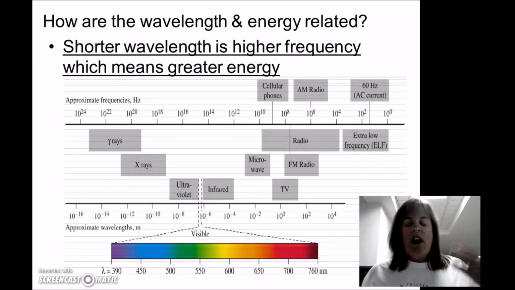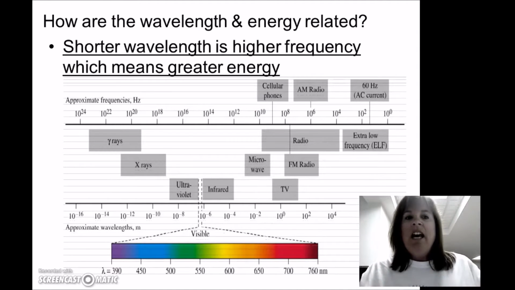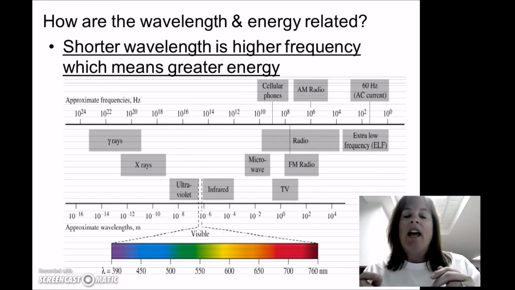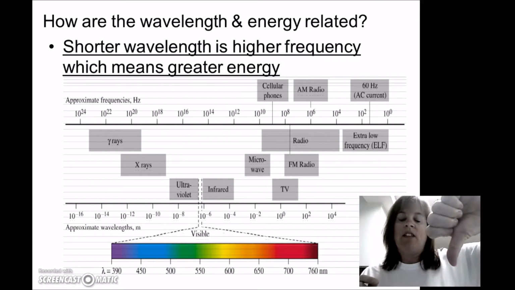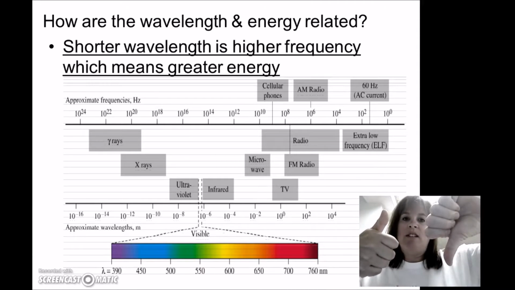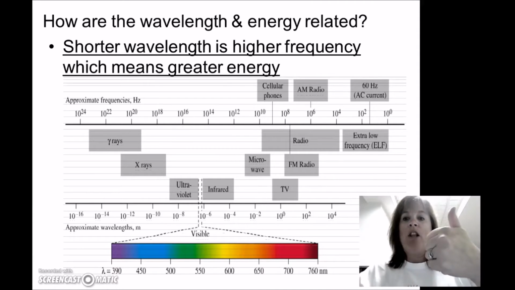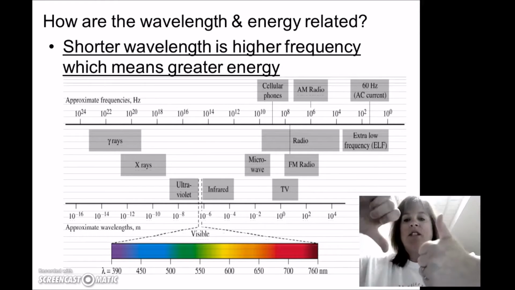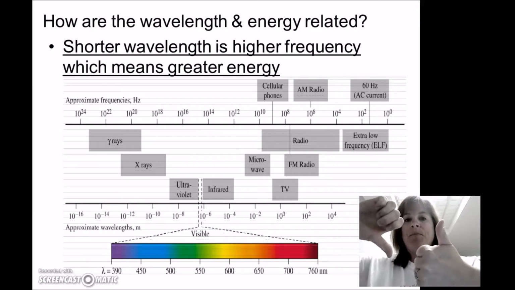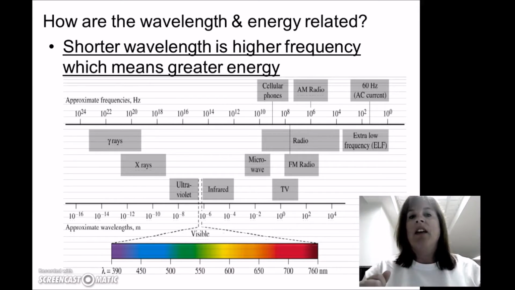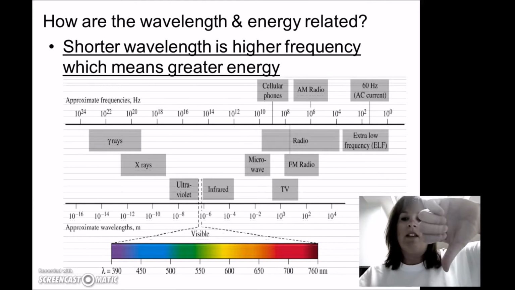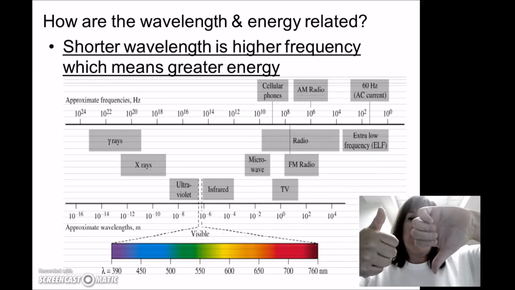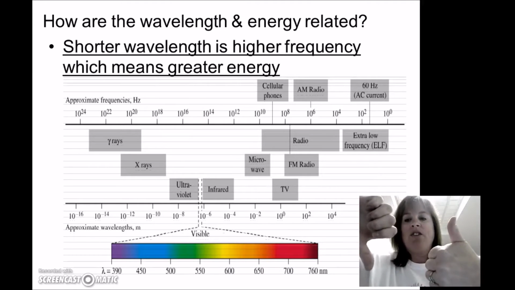Now, you need to know how wavelength, frequency, and energy are related. Wavelength is inversely related to frequency. So when I have a short wavelength, I have a high frequency. And if I have a long wavelength, I have a low frequency. So we say they're inversely related because if one's big, the other's small. But wavelength is also inversely proportional to energy. So short wavelengths have higher energies, and long wavelengths have lower energies.